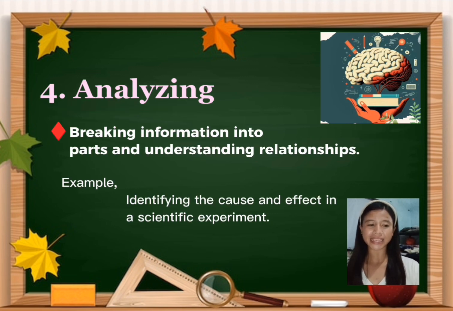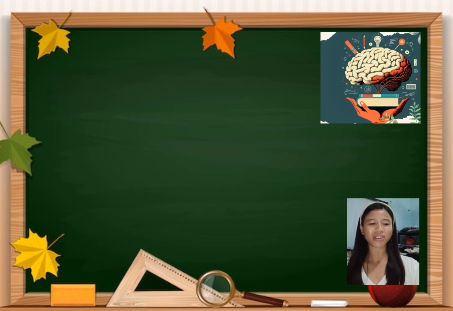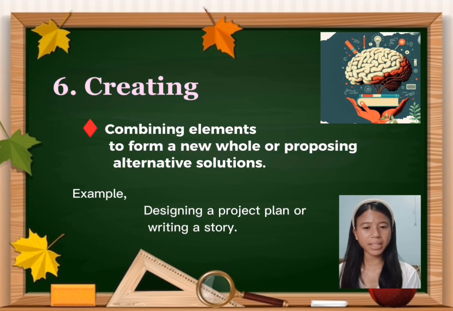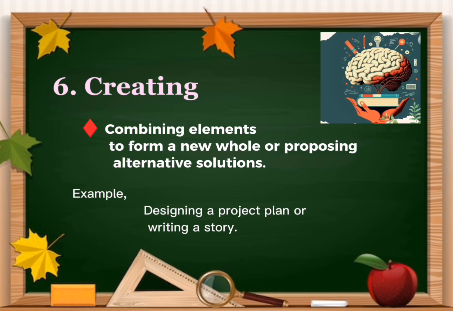Fourth, we have analyzing, breaking information into parts and understanding relationships. For example, identifying the cause and effect in a scientific experiment. Fifth, we have evaluating, judging the value of information or ideas. For example, critiquing an essay based on specific criteria. Lastly, in the cognitive domain, we have creating. It means combining elements to form a new whole, proposing alternative solutions. For example, designing a project plan or writing a story.